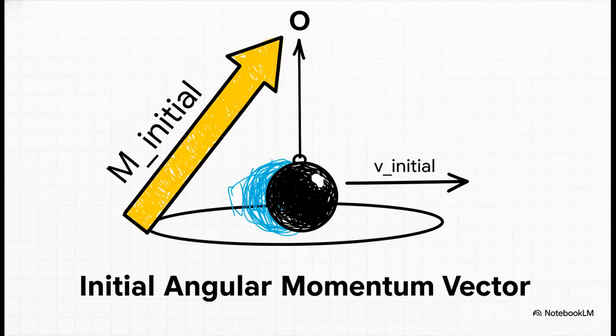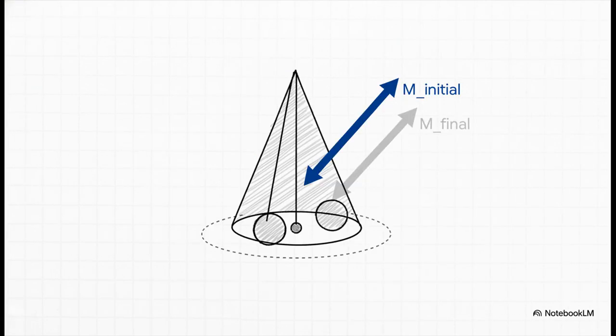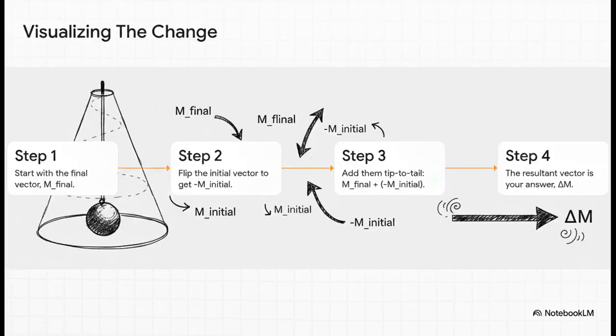Let's just visualize this to make it super clear, okay? At our starting point, let's say the ball is at the front of its circle, moving to the right. The angular momentum vector, M initial, is perpendicular to both the thread and the motion, so it's pointing up and to the left, just like you see here. Okay, now let's go halfway around the circle. The ball is on the opposite side, now moving to the left. The new angular momentum vector, M final, still has the exact same length, but look, now it's pointing up and to the right.